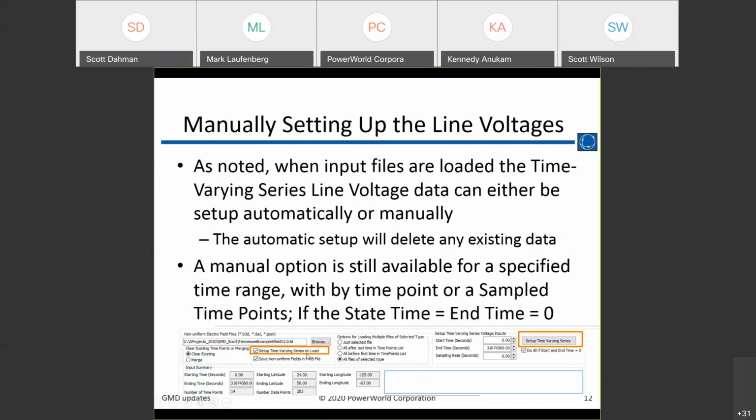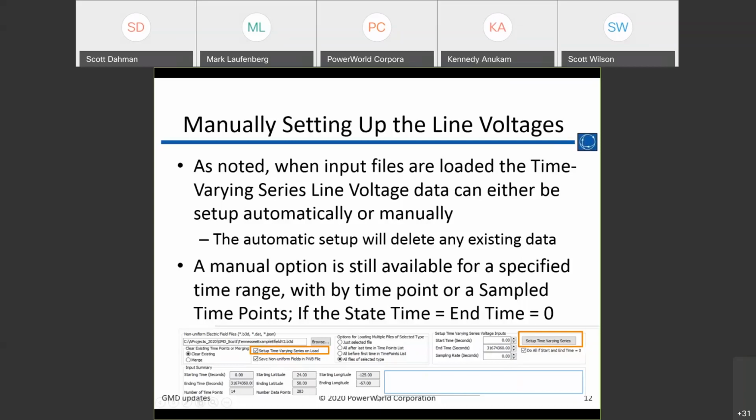And you can also create time varying series. So again, these are the equivalent DC voltages on all the transmission lines. That can be done for everything that you load. Or if you want to uncheck that box and then put some parameters in here, you can do it.